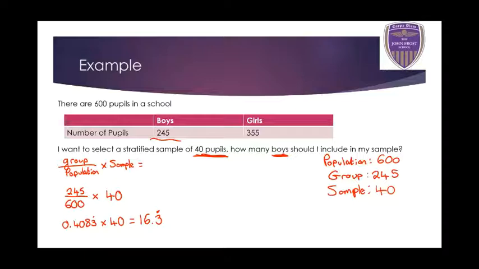So we need to round to 0 decimal places. We need to round to the nearest whole number, okay? So that will equal 16 boys in the stratified sample.